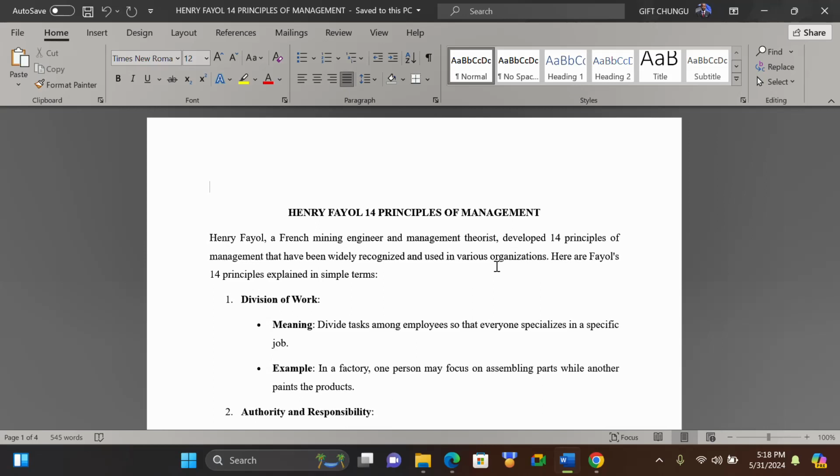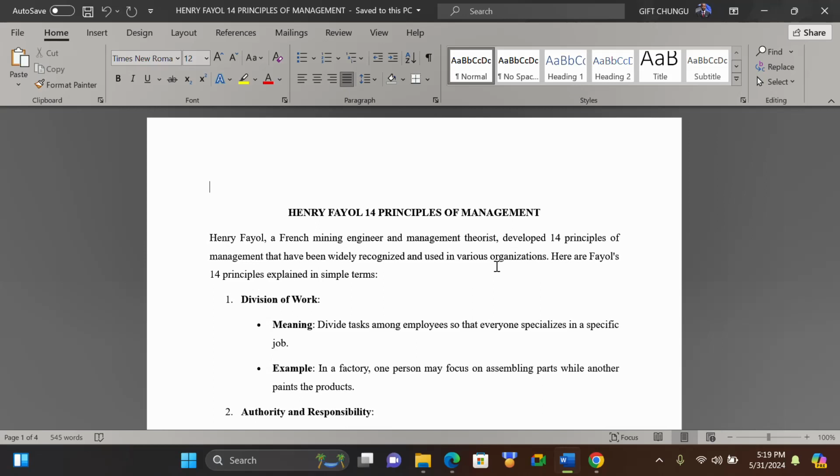So today I want us to look at a very interesting component in education management and administration, or just management and administration. I want us today to look at the 14 principles that Henri Fayol came up with.